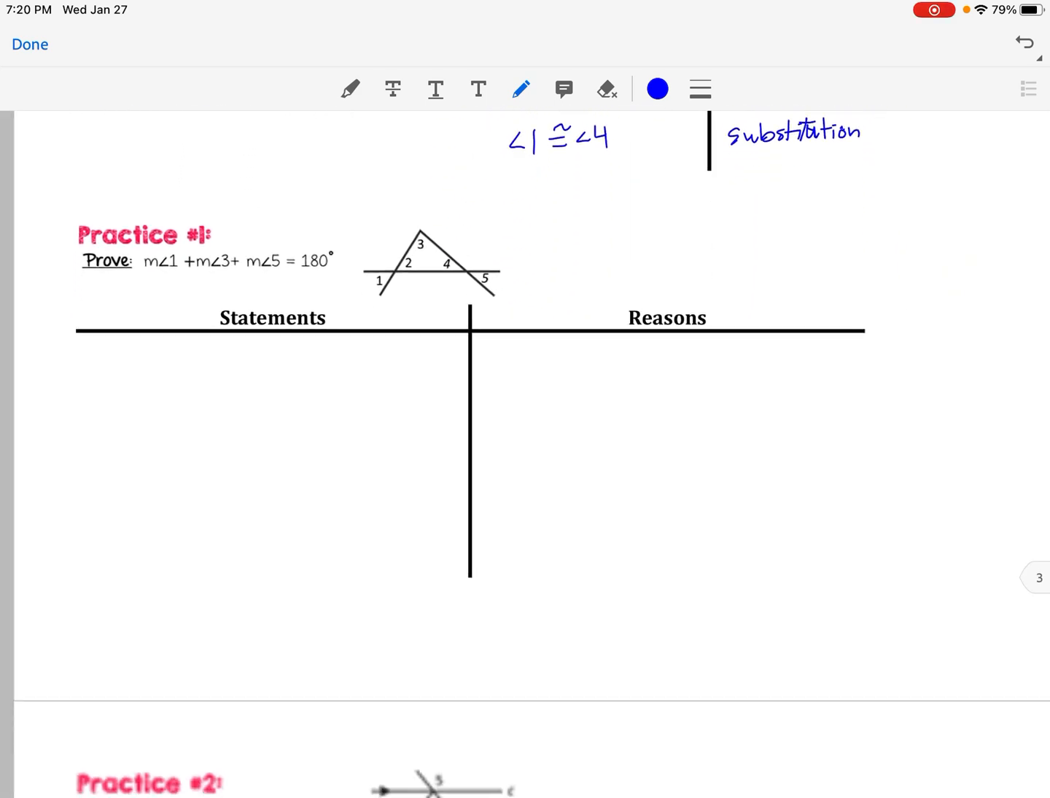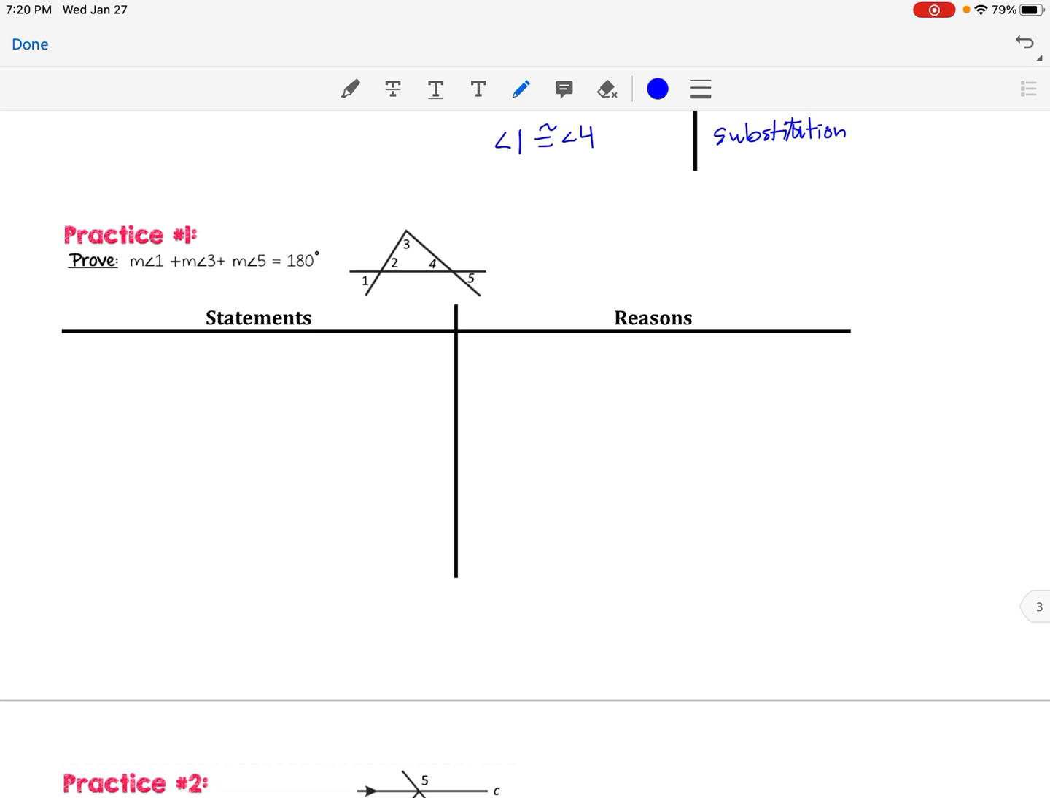Next, we are supposed to be proving that the measure of angle 1 plus the measure of angle 3 plus the measure of angle 5 equals 180. So again, we start with, it doesn't look like we have a statement, a given statement. So we're going to say the picture is what we are given.